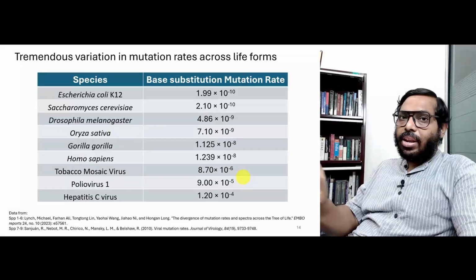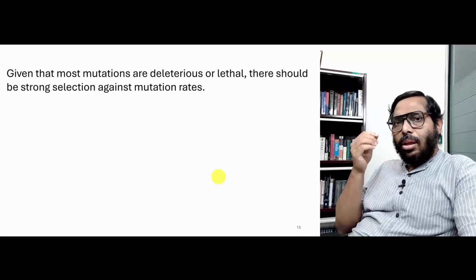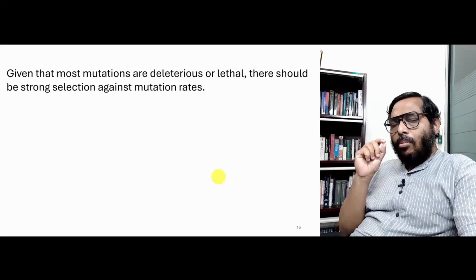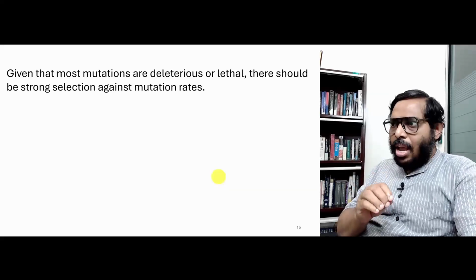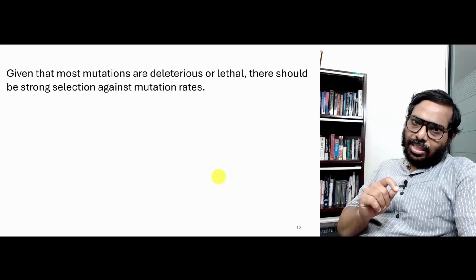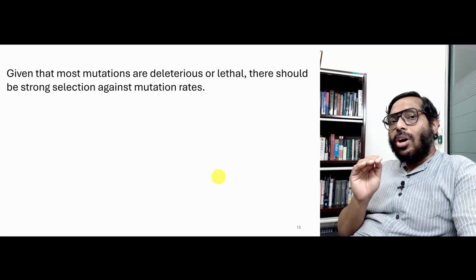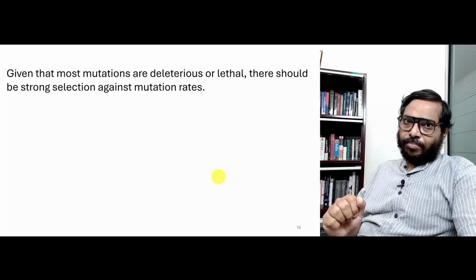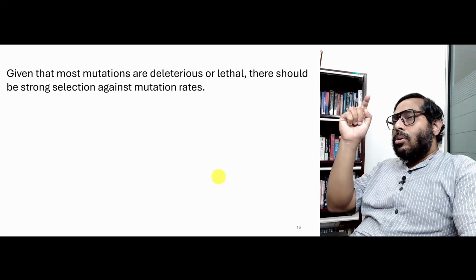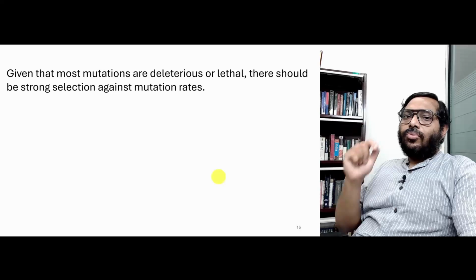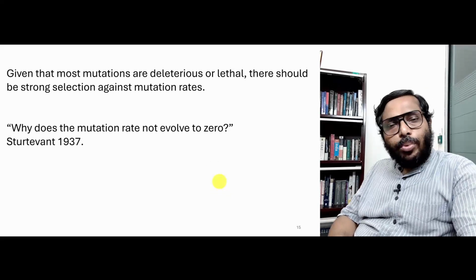That is a very large amount of variation. Now, we have already discussed that most of the mutations which actually end up affecting the organism are either deleterious or lethal. So, if that be the case, then there should actually be a very strong selection against mutation rates. However, if that be the case, why do you get that tremendous variation that we actually saw? Why does not the mutation rate evolve to become 0?